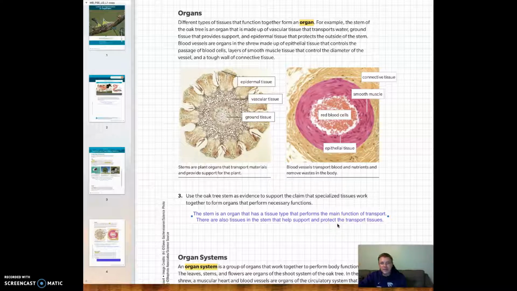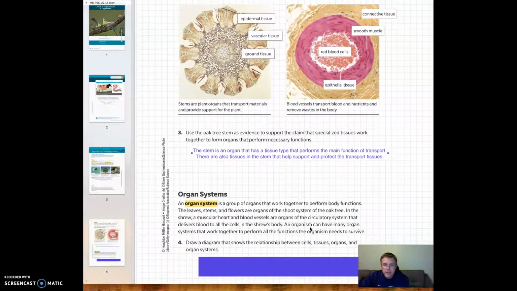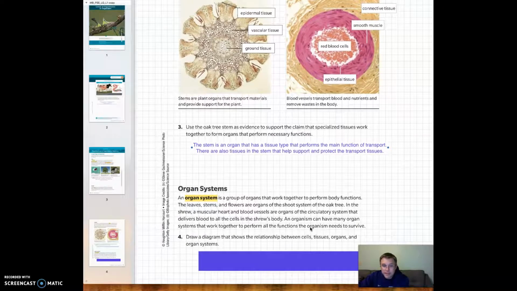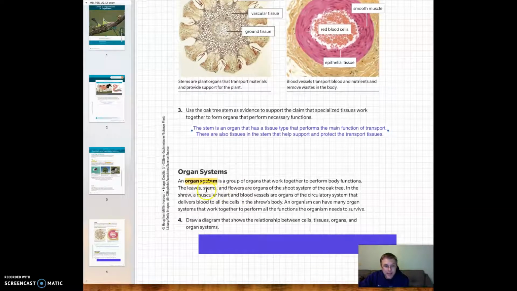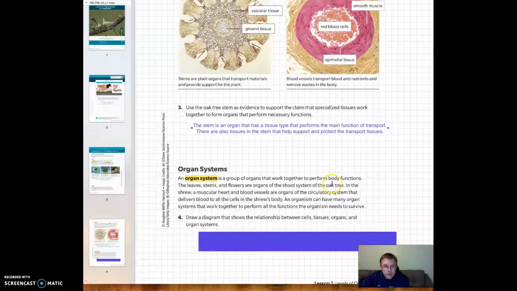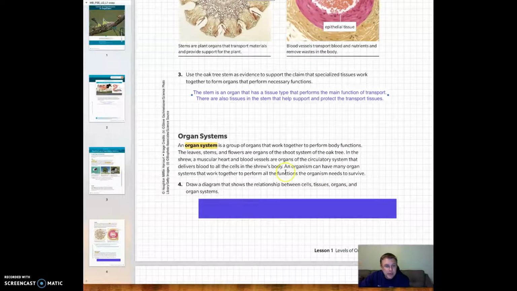So we have different tissues working together to perform a bigger job. Okay, so cells go together to make tissues, and tissues go together to make organs. Next, if we take a bunch of organs and put those together, we get an organ system. So an organ system is a group of organs that work together to perform body functions. Leaves, stems, flowers, that's in a plant.